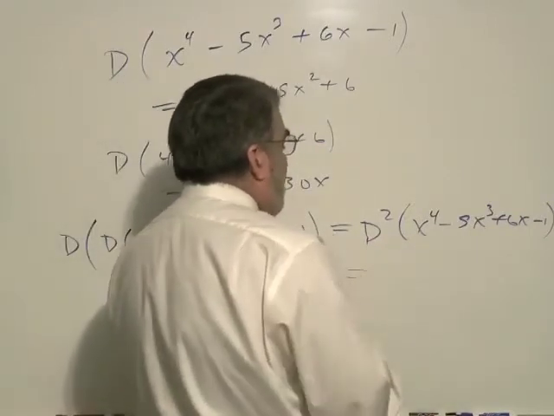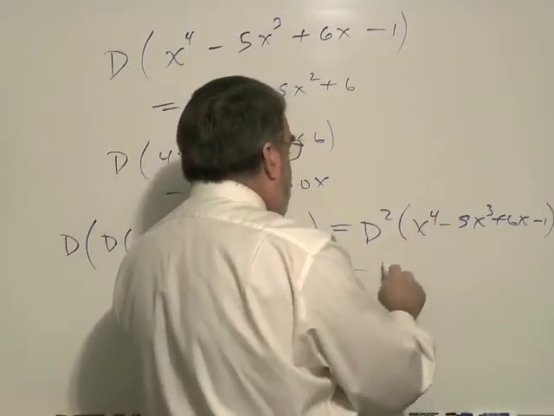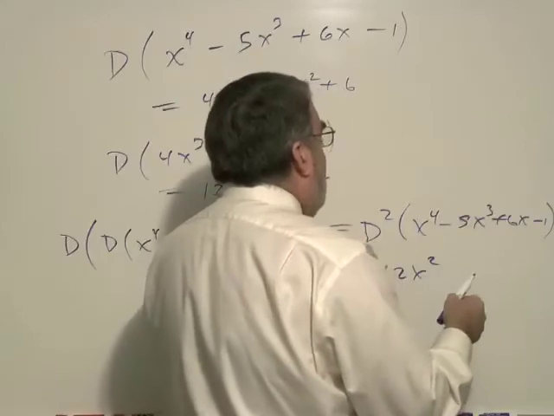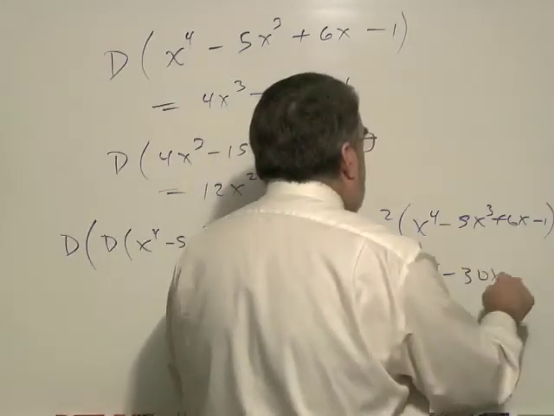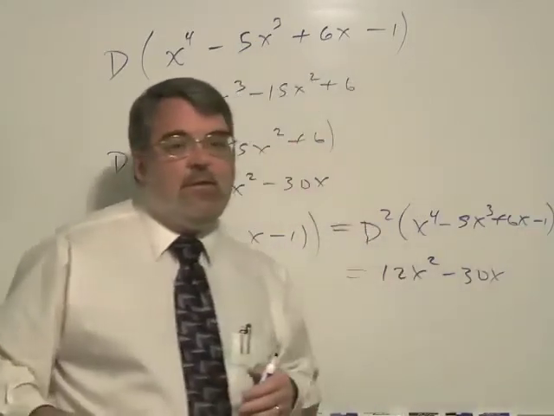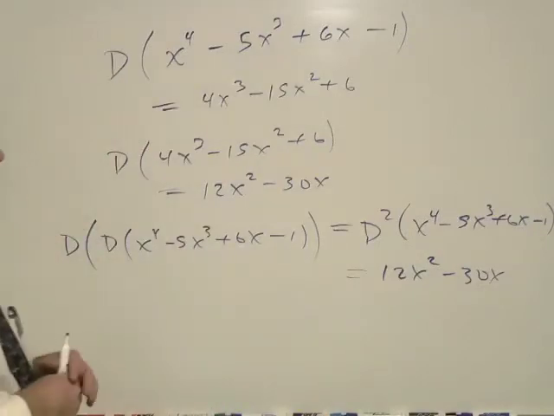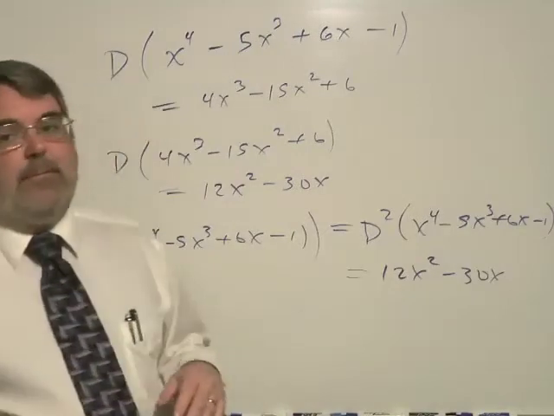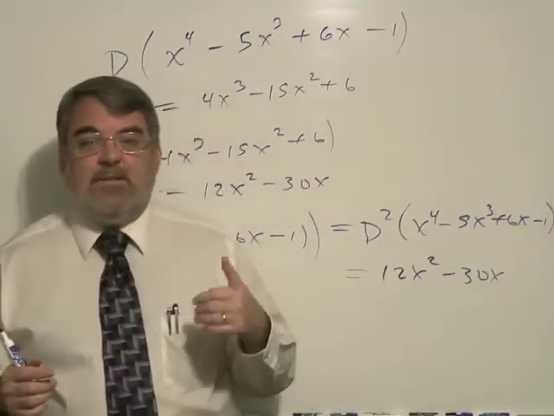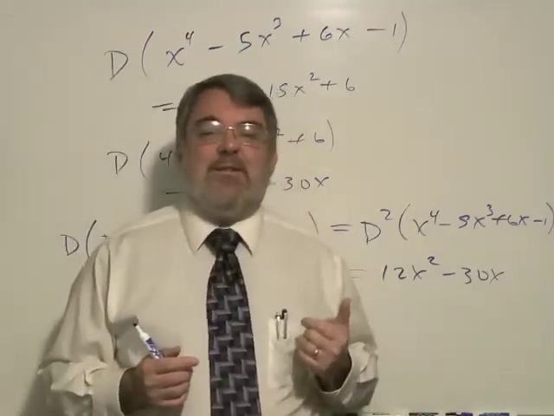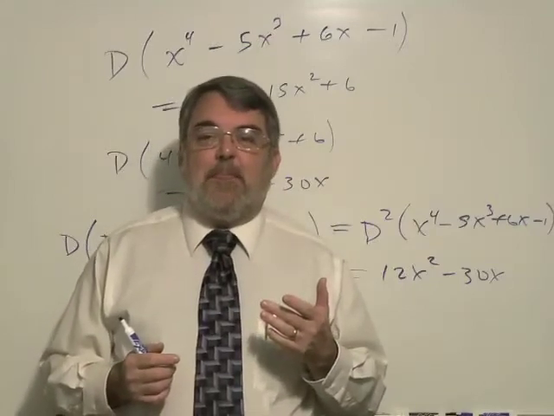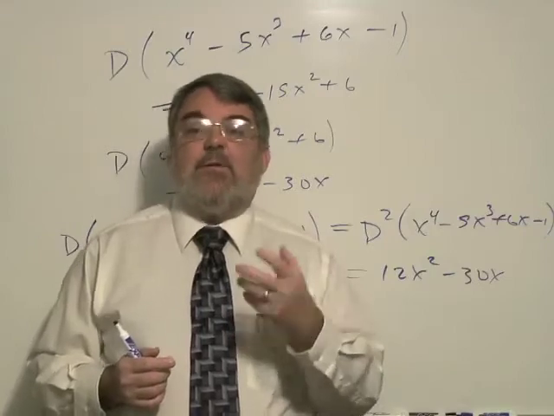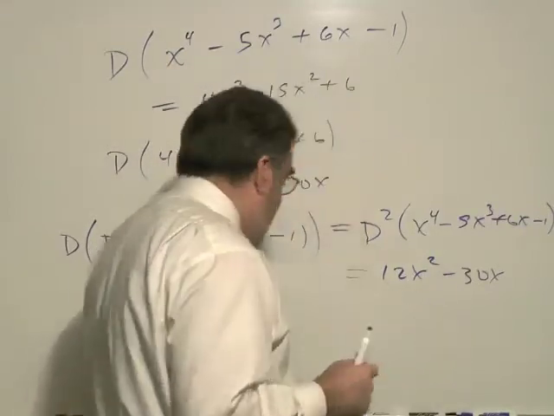We could just cut to the chase and say, well, let's see, it's 12x squared minus 30x, and the other terms will vanish under the second derivative. So we could jump from here to here by using D squared if we want. Now, that's kind of neat because it shows that we can think of the differential operator as a sort of polynomial. Let me give you another example.